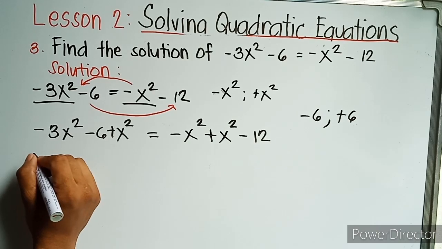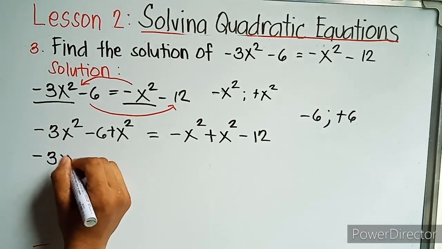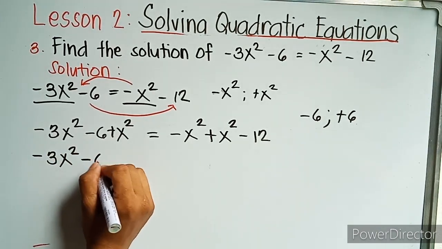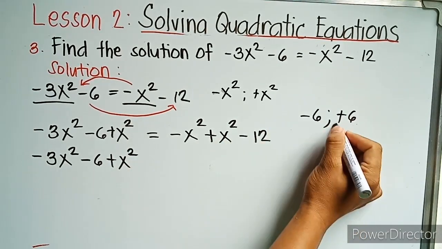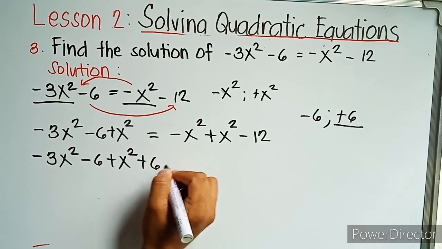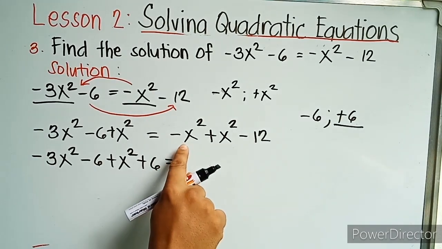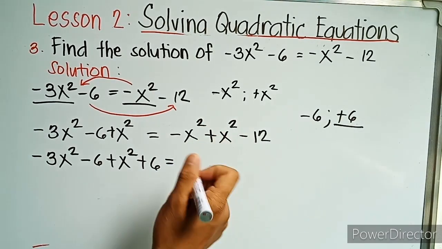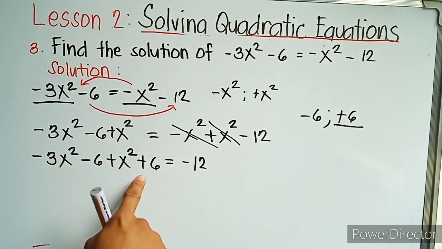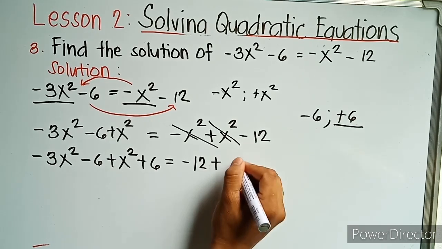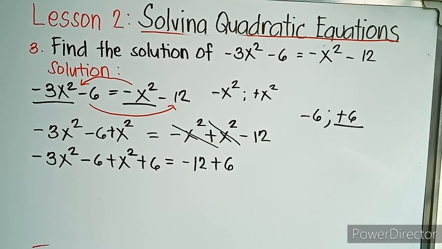So, we have negative 3x squared minus 6 plus x squared plus 6 equals, look at this, negative x squared plus x squared. So, cancel. So, that is negative 12. Kung anong ginawa sa left side, gagawin sa right side, plus 6. Then, simplify. So, we will have negative 3x squared.